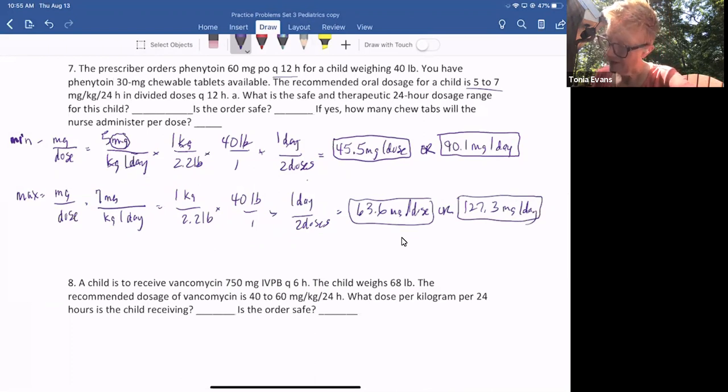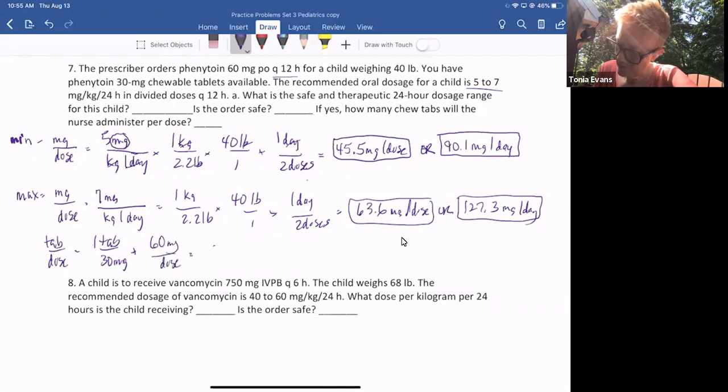Okay, is the order safe? So our order is 60 milligrams PO Q12. Oh, yes, it's absolutely safe. It falls right within that range. And if yes, how many chew tabs will the nurse administer per dose? So tabs per dose, 1 tab is 30 milligrams, and we have 60 milligrams per dose. So we're going to have 2 tabs per dose.